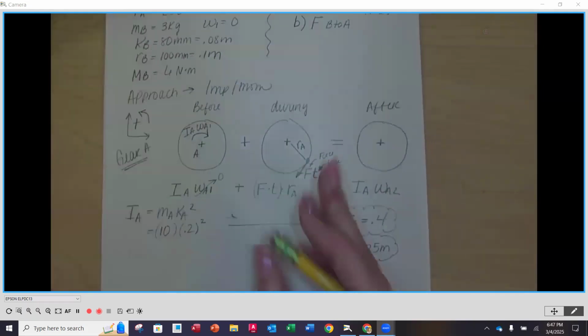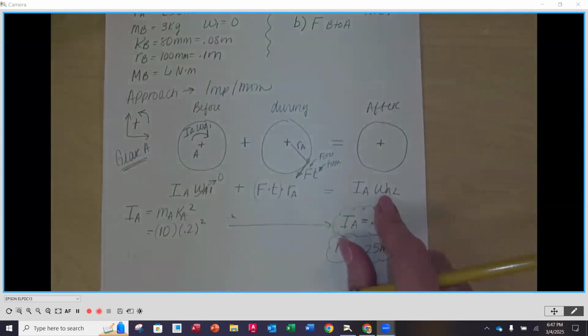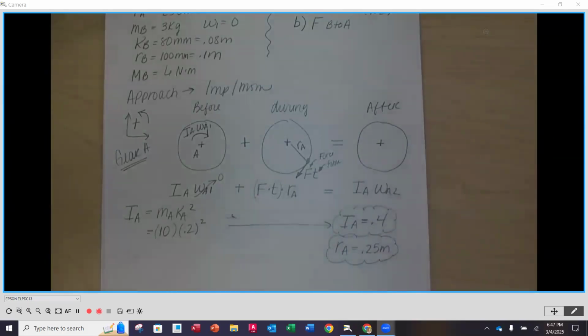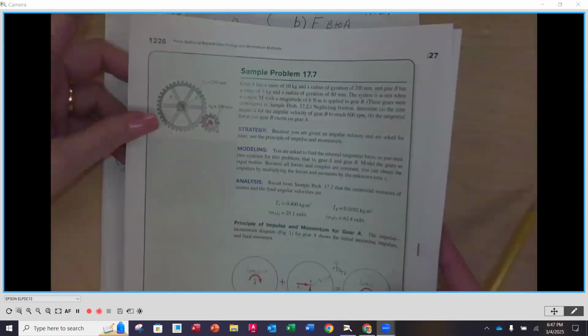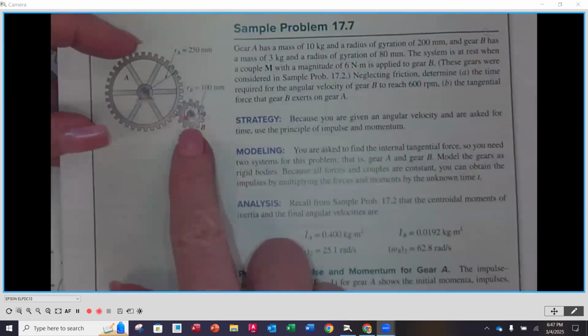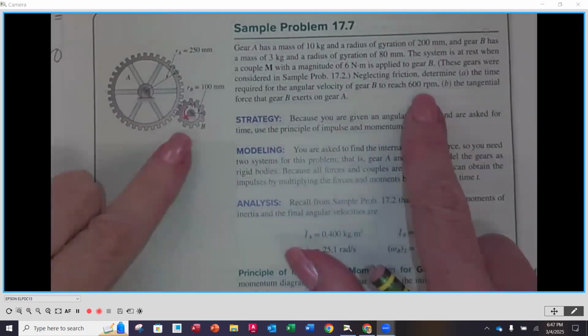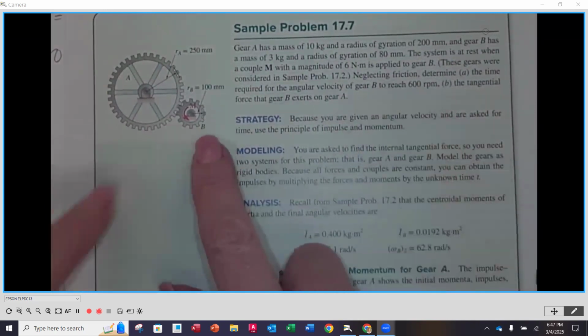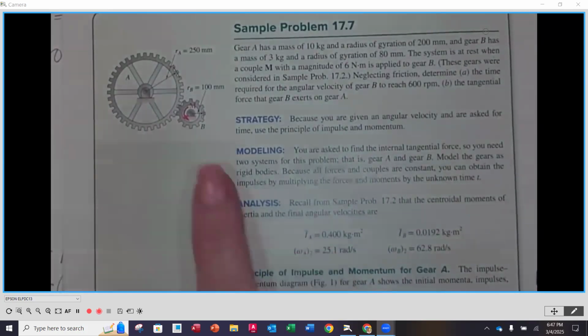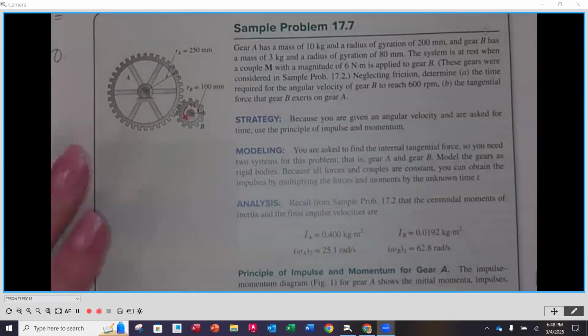But the value that we need to derive here is going to be the angular velocity at A, after it's gotten up to speed. So if we recall from this problem, it said that we're going to put this moment on here, and we want to know how much time it takes to get the angular velocity at B to 600 RPMs. So based on the size of B, we can use that 600 RPMs and go backwards with the velocity ratio to find the angular velocity of gear A.